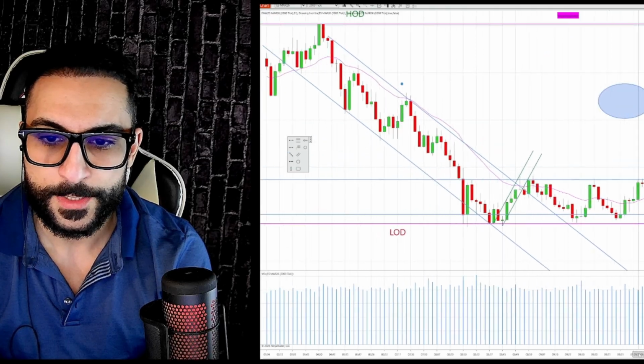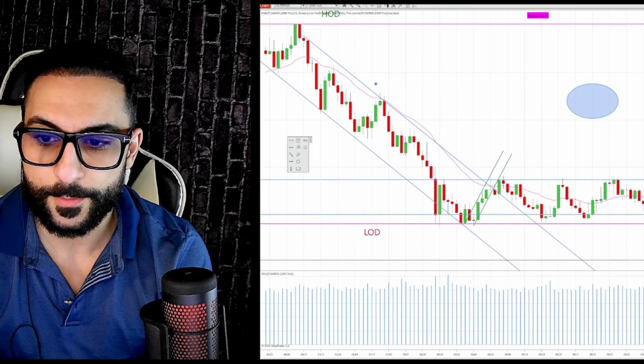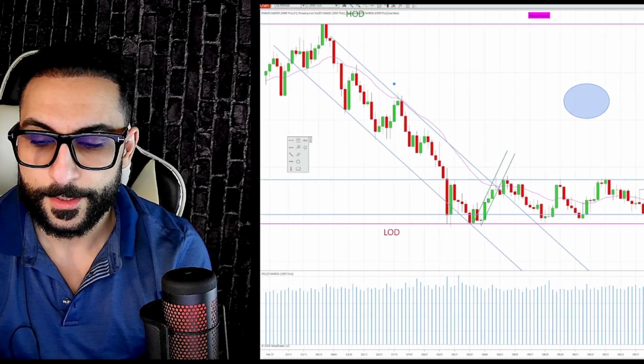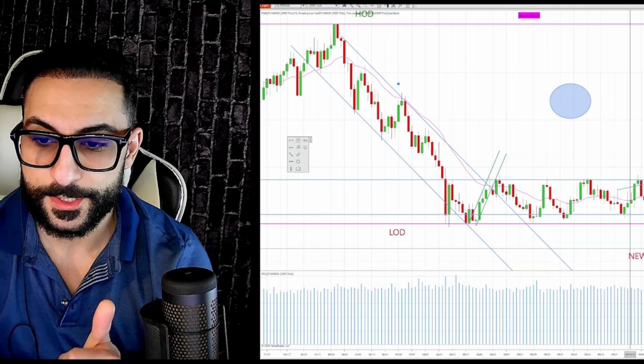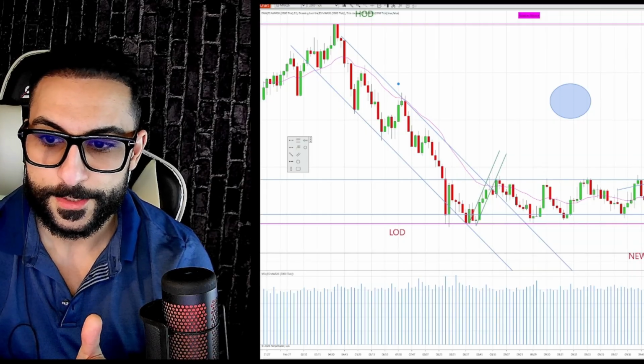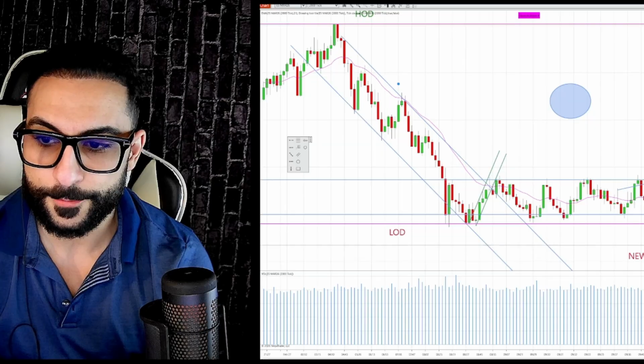So as you can see here, we ended up breaking and we made a new low. So now that we made a new low, either two things are going to occur, a consolidation or a reversal, right? So we're just going to wait patiently for price to develop.